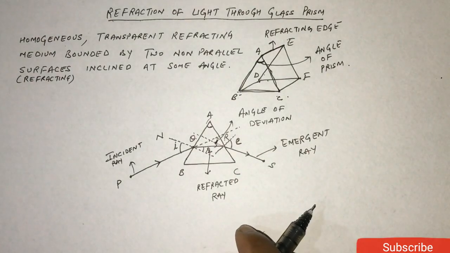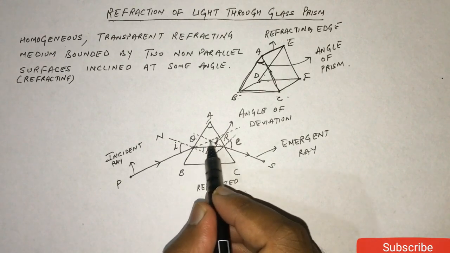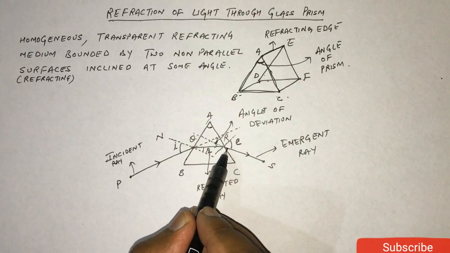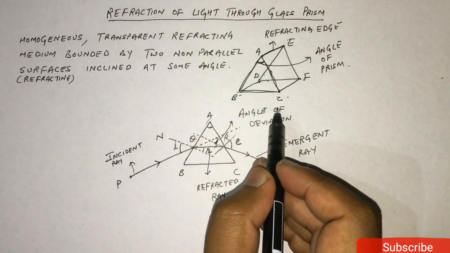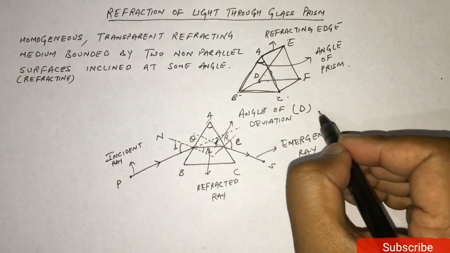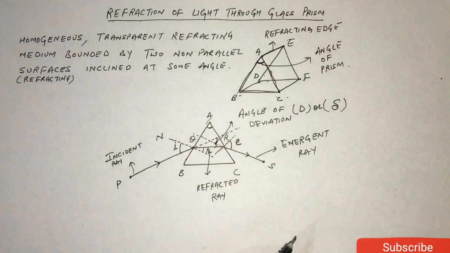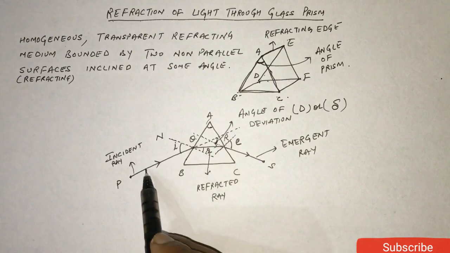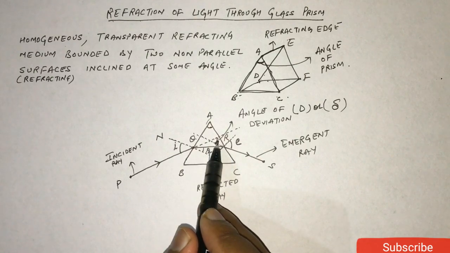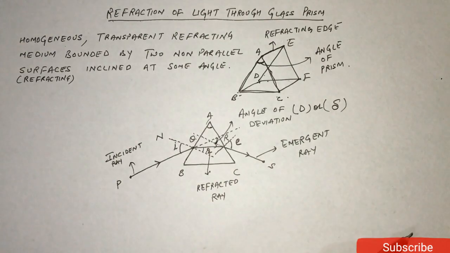Means the angle between the incident ray, which is plotted forward, and the refracted ray, which is plotted backward, is known as the angle of deviation, denoted by the symbol D, capital D, or the symbol delta. Clear? I am repeating again. The angle between the initial path of the incident ray and the emergent ray, if plotted backward, is known as the angle of deviation, denoted by D or delta.